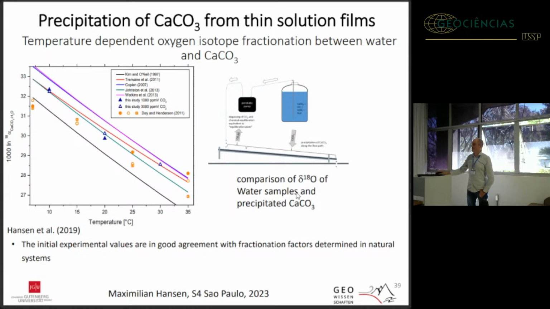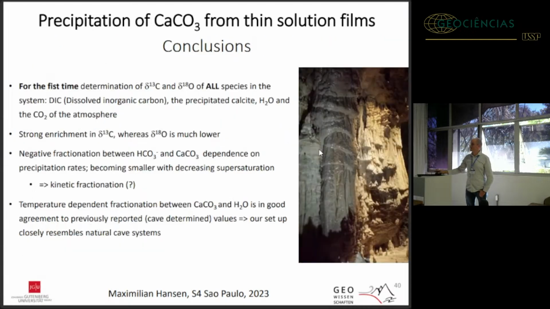All right. Okay, so I will wrap this up. Our experimental system enabled for the first time the determination of δ13C and δ18O of all involved species in the system: the DIC, the precipitated calcite, the water, as well as the CO2 of the atmosphere. During that time we took CO2 samples and sent them to a different lab and got the values afterwards. We observe a strong enrichment in δ13C, whereas the enrichment in δ18O of the calcite is much, much lower.